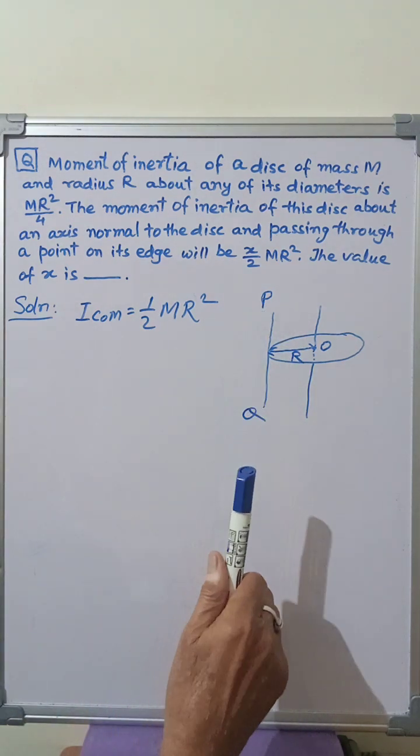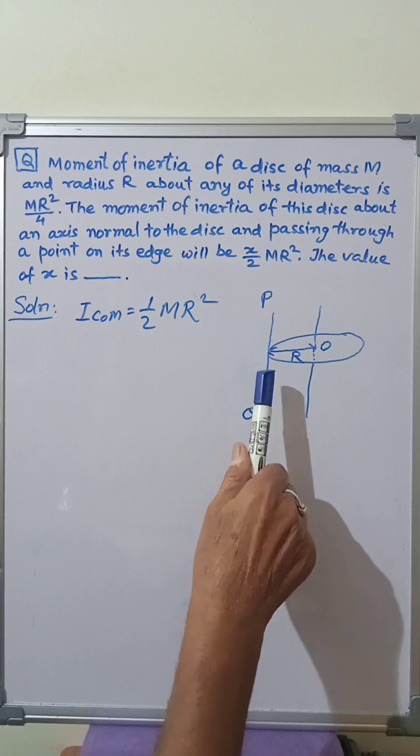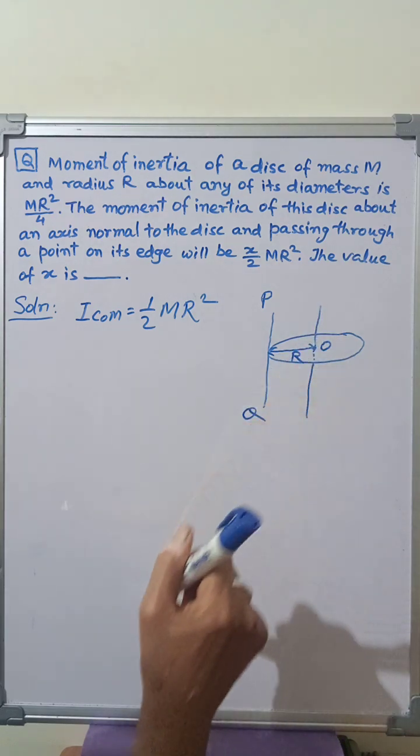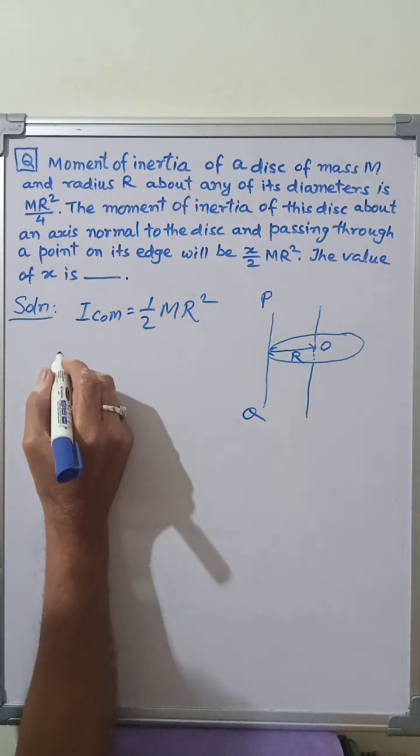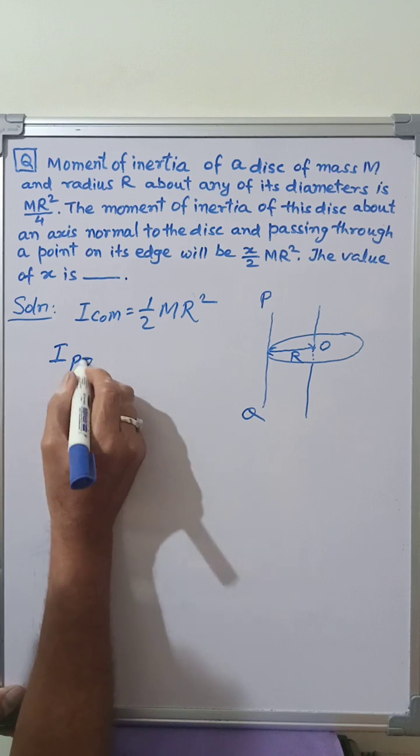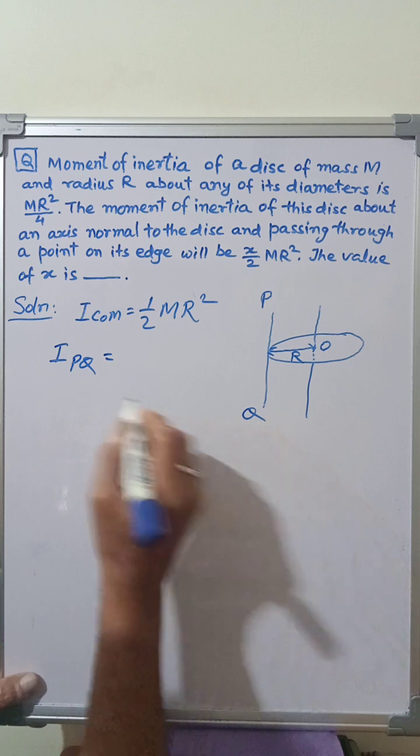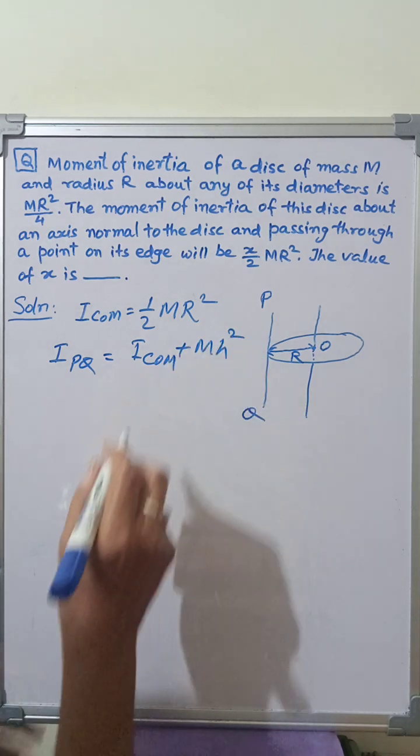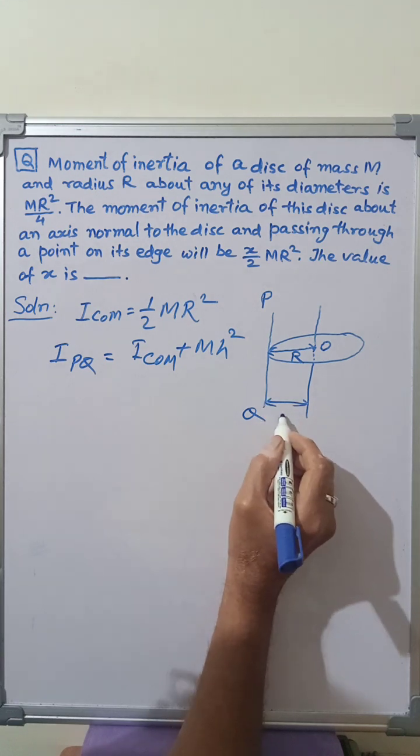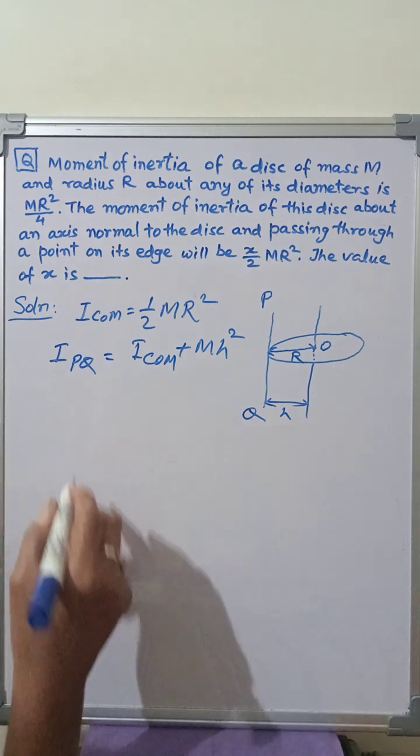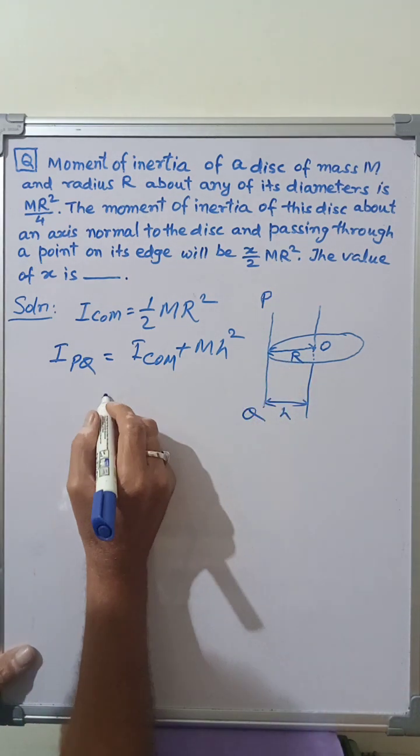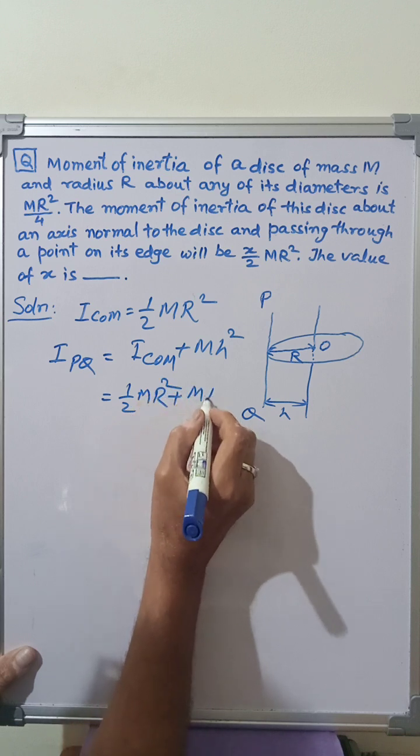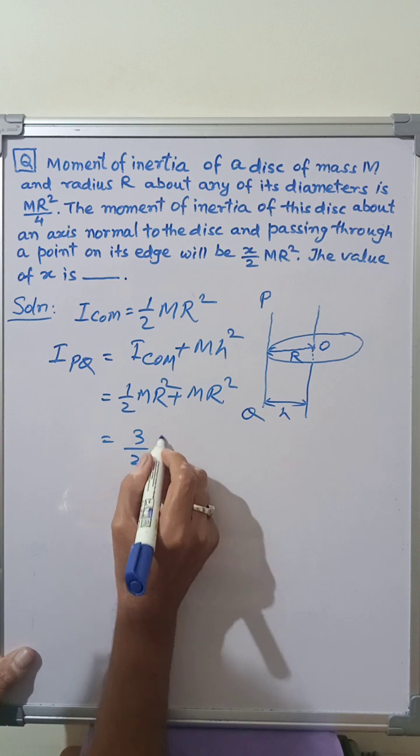Now in the figure, PQ is passing through a point on the edge of the disk, and it is perpendicular to the plane of the disk. And this one is at a distance of r from the center. Therefore, we can write IPQ, which is required. IPQ is equal to ICOM plus MH square, where h is the distance between the two parallel axes. Where h is equal to r, you can see from the figure. So therefore we can write that IPQ is half mr square plus mr square, which gives 3 by 2 mr square.